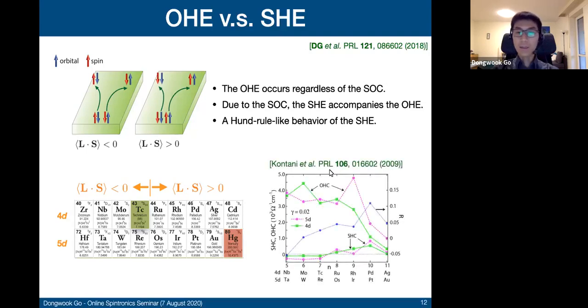This has been already noticed by this very important paper more than 10 years ago. And this paper explained that the sign change of the spin Hall conductivity is due to orbital Hall conductivity, which doesn't change sign, even though we change the electron filling in the d orbitals.